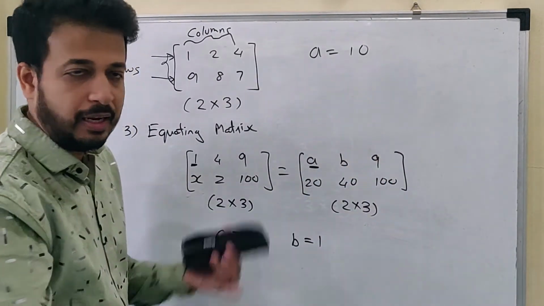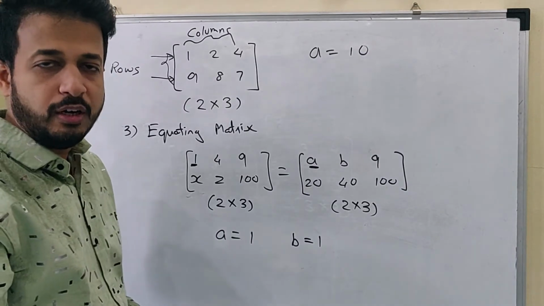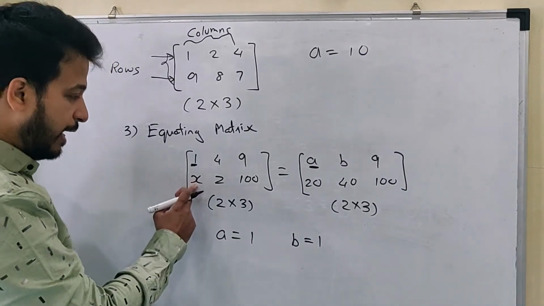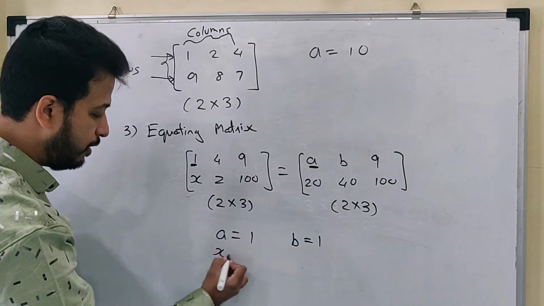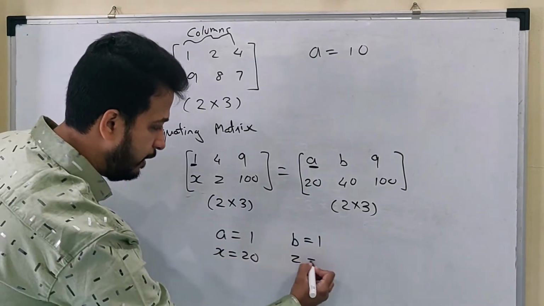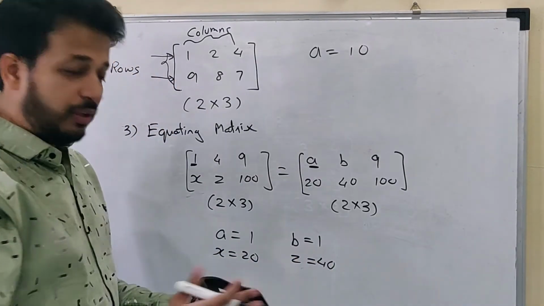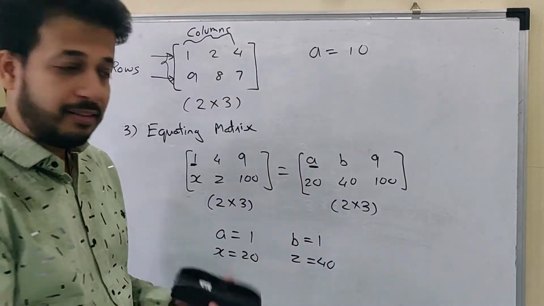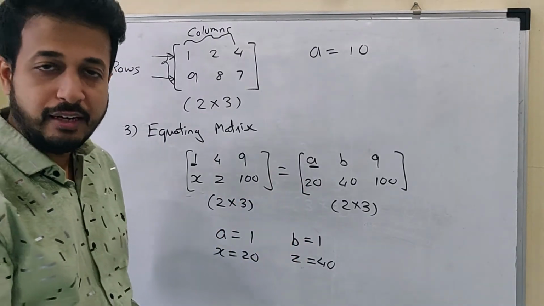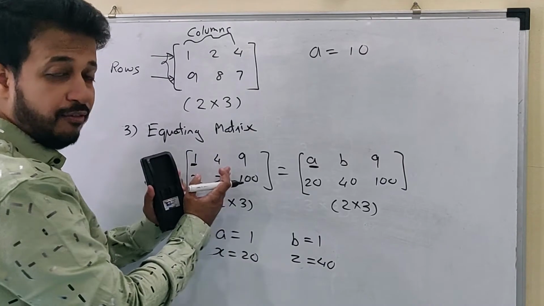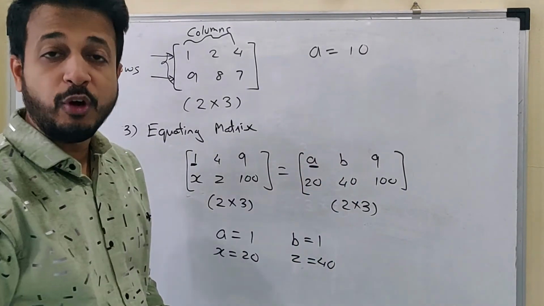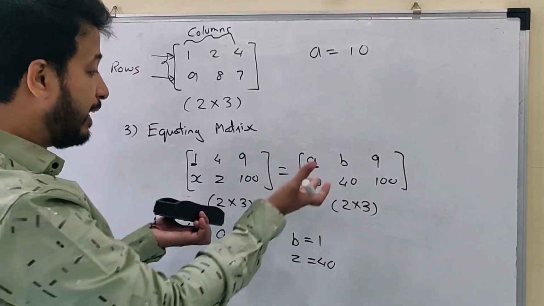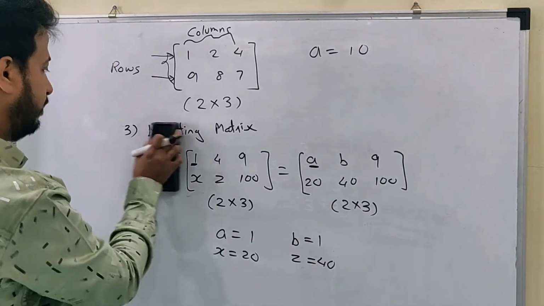This has to be seen, and I don't have any variable over here to find any value. X is equal to 20. Z is equal to 40. So in this way I have equated two matrices and I get whatever I want to find. But this should have the same order and this also should be of the same order. Then only I can equate these two matrices.